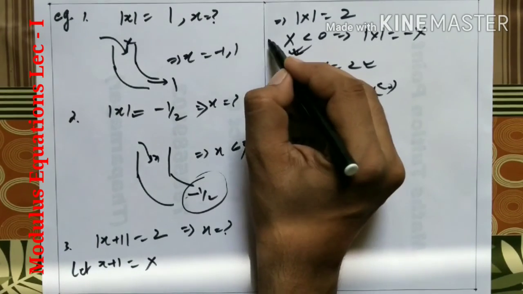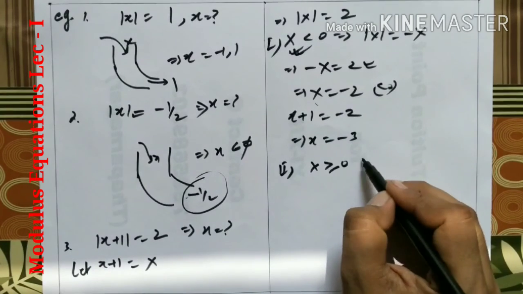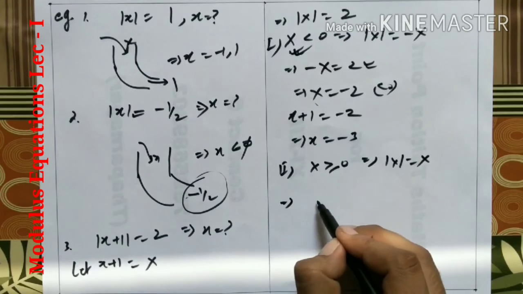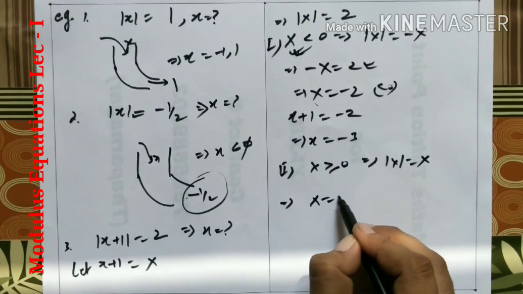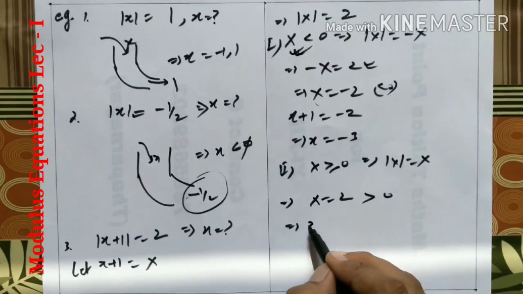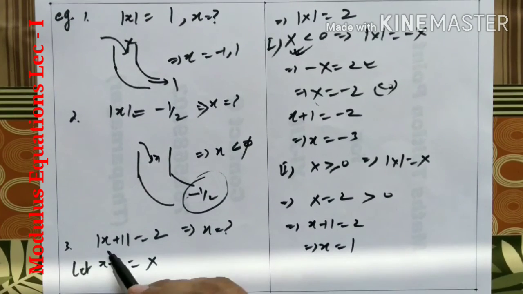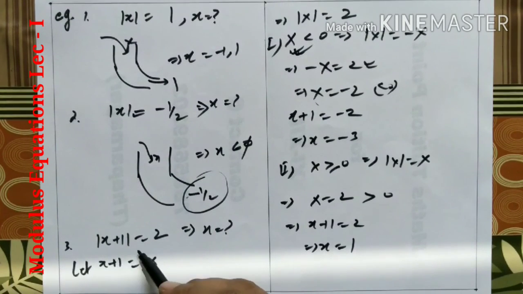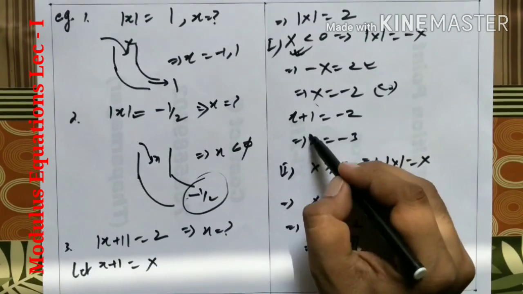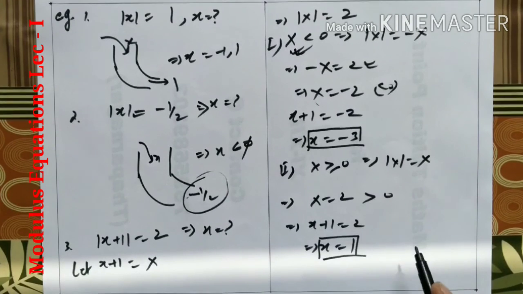Now this was the first case. Now let's take the second case also. X is greater than or equal to 0. This implies mod of X will become simply X. So that means the equation will become X is equal to 2, which is greater than 0. So that means x plus 1 is equal to 2. So that means x is equal to 1. If you put 1 over here, it will become mod of 1 plus 1, that is mod of 2, that is 2. That means this is also the answer to this equation. So there are two answers. x is equal to -3 and x is equal to 1. So that is the solution of this equation.